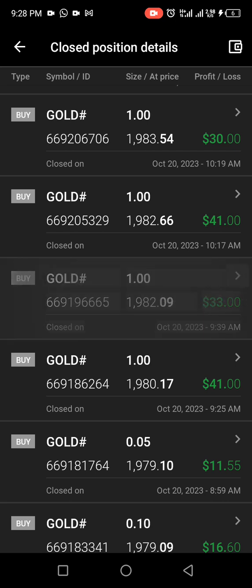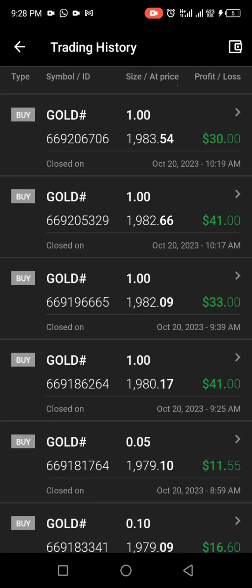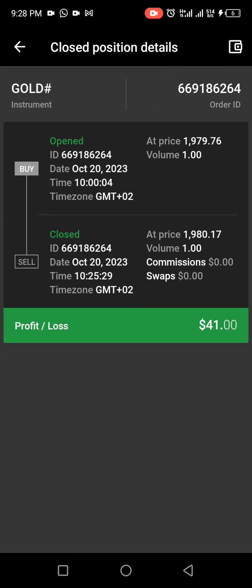You can see here I made $33 profit. This is my order ID, this is the time I created the position, and this is when I closed the position, with $33 profit. The good part of it is that it's not even in naira. You can see that naira is depreciating. The good part is that it's not in naira, it's in dollars. Here I made about $41. You can see this gold, this is my order ID, this is the period I created the order, and this is the period I closed it, and this is the $41 profit which I made.